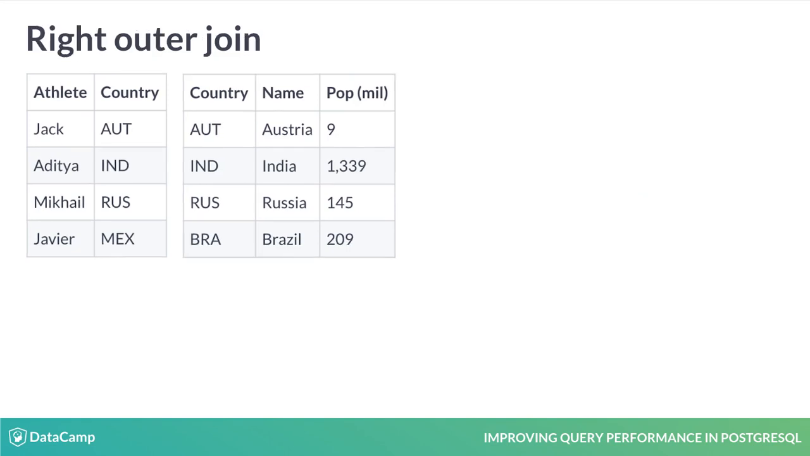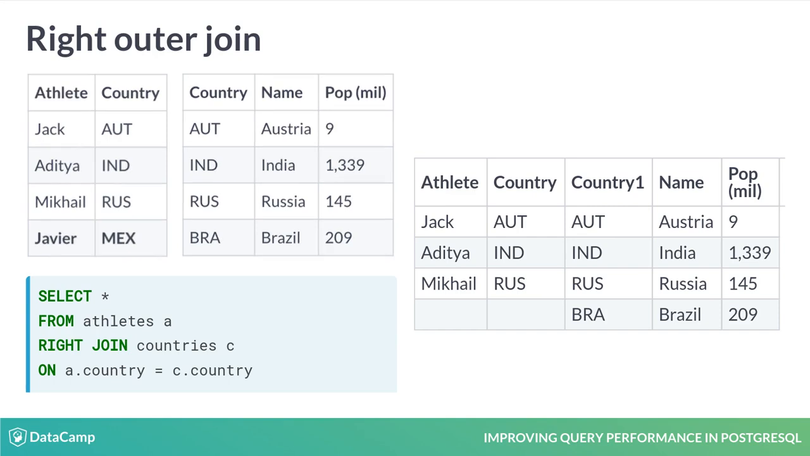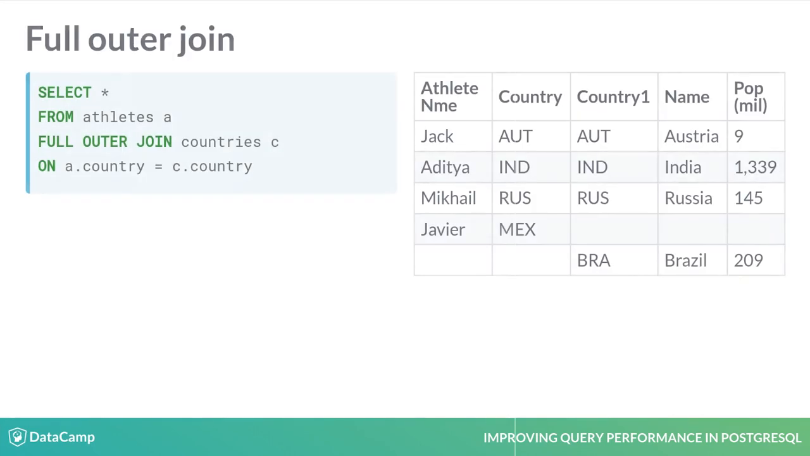Right joining countries to the athletes table returns a results set that instead includes all the countries, even the previously excluded Brazil. Brazil is not in the athletes table, so athlete information is blank. Javier from the athletes table is no longer included. You now have a result set that includes all of the countries. The full outer join returns all records from both tables.